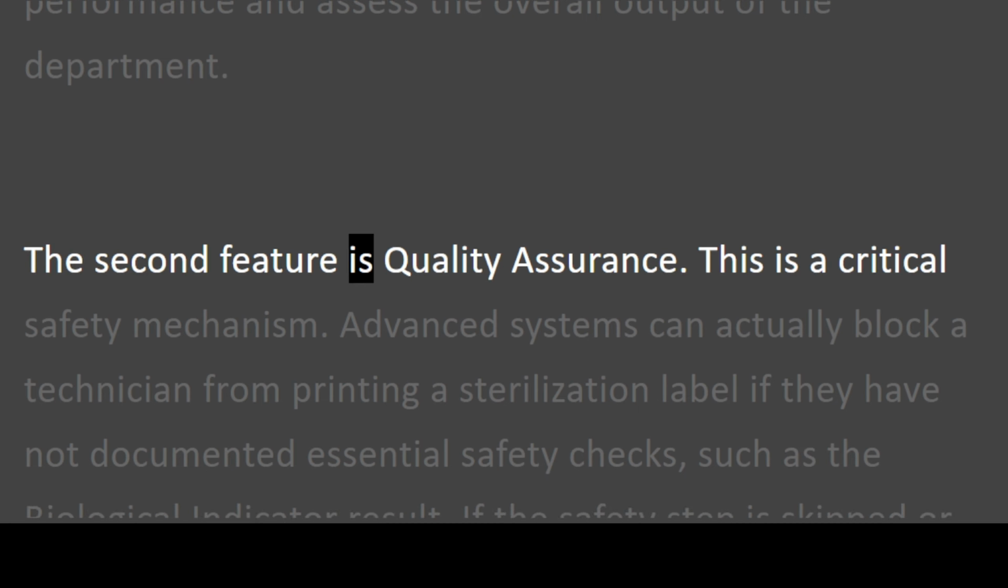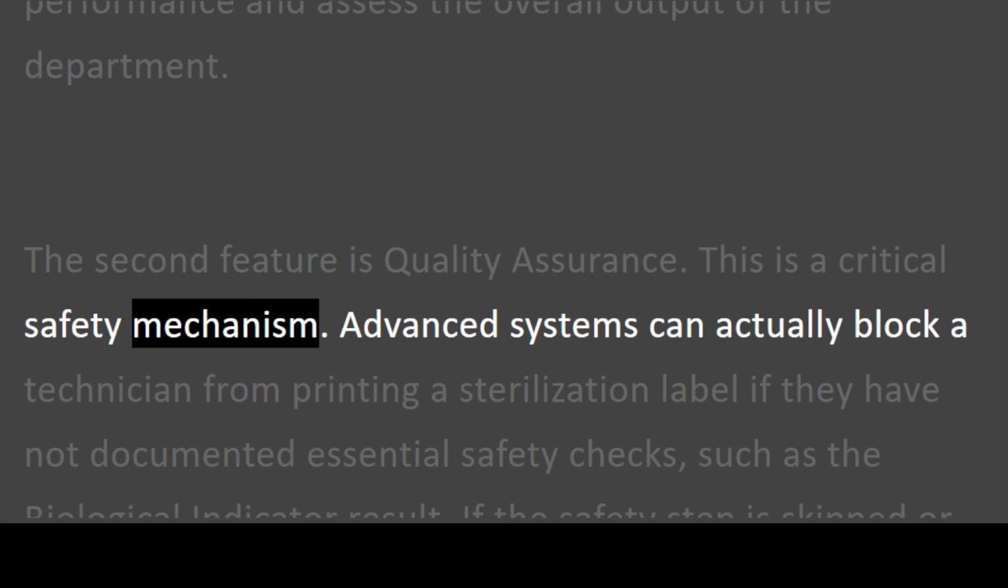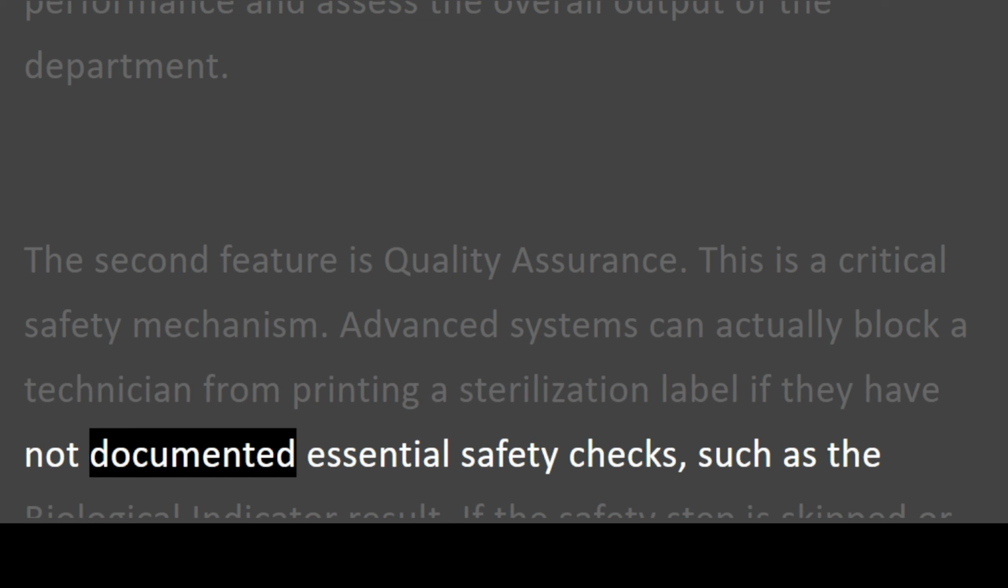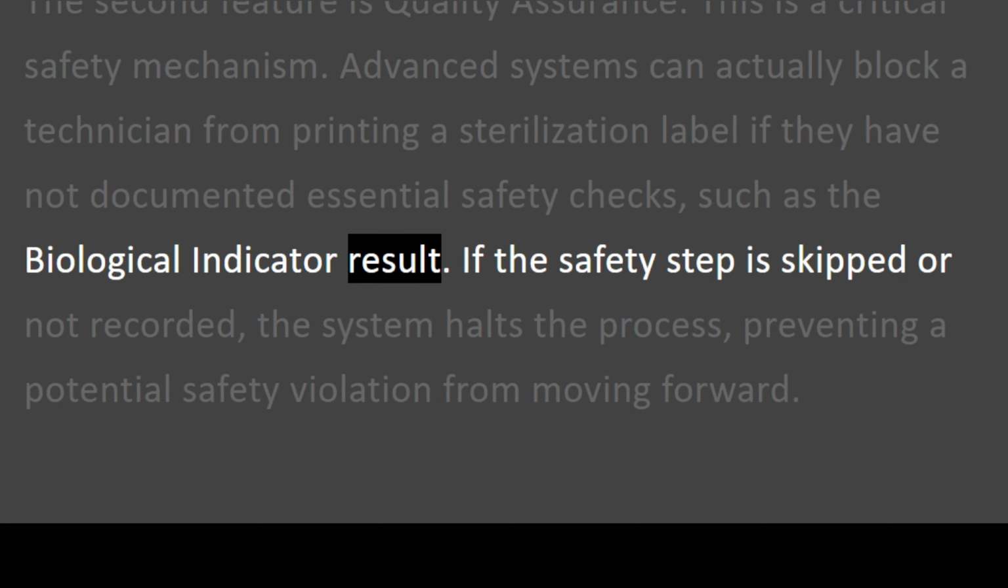The second feature is quality assurance. This is a critical safety mechanism. Advanced systems can actually block a technician from printing a sterilization label if they have not documented essential safety checks, such as the biological indicator result.